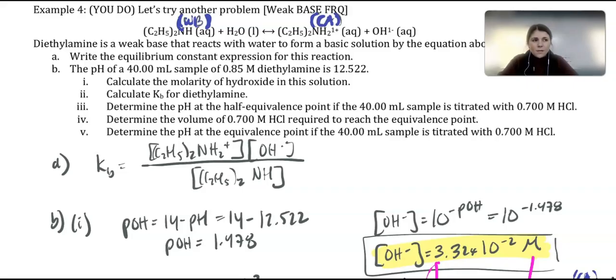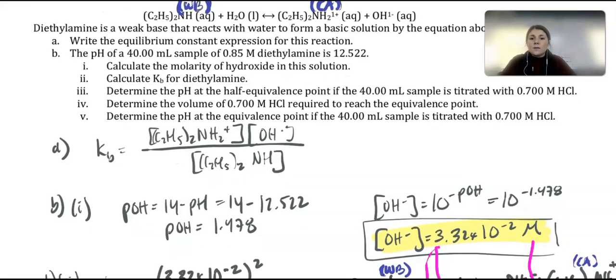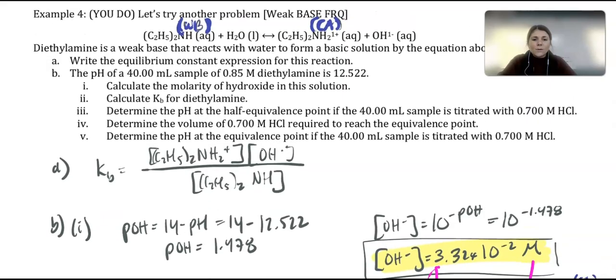So if you're given a pH, don't overlook this, all right? Because the first thing we can do is find the pOH, which can figure out the hydroxide by taking 10 to the power of negative pOH, which I did, and I got 3.32 times 10 to the negative 2 for hydroxide. And again, this is all before anything's happened. This is just your diethylamine chilling in weak equilibrium.